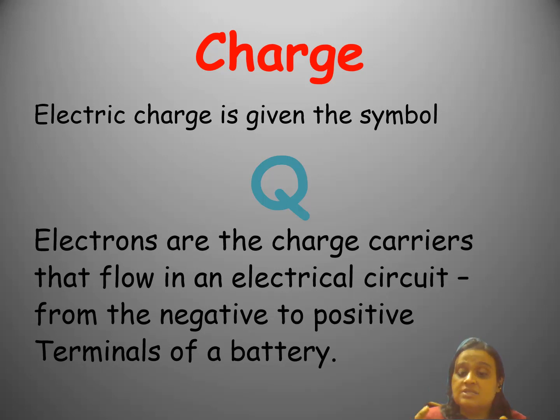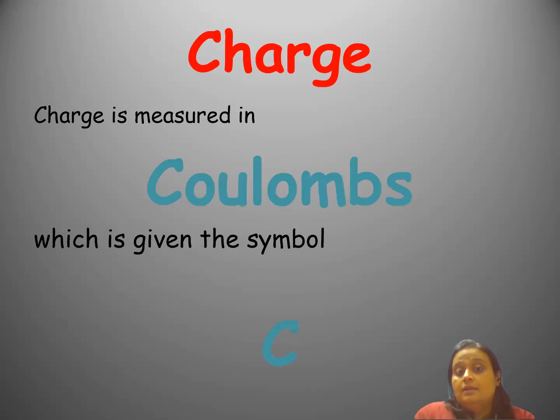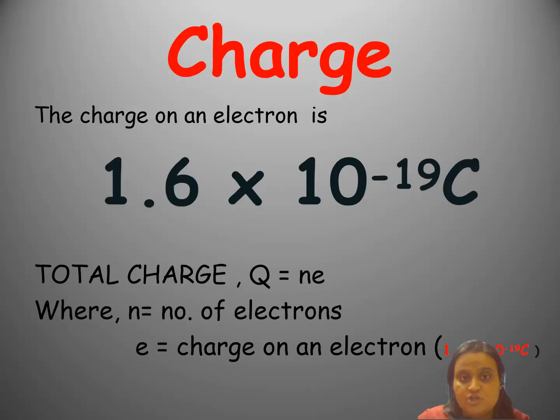So these electrons are the charges that make it possible to switch on the appliances you use in your daily life. Now, the charge is represented by the symbol Q, and the unit used to measure charge is the coulomb, which is represented by capital C. This is the unit of charge.